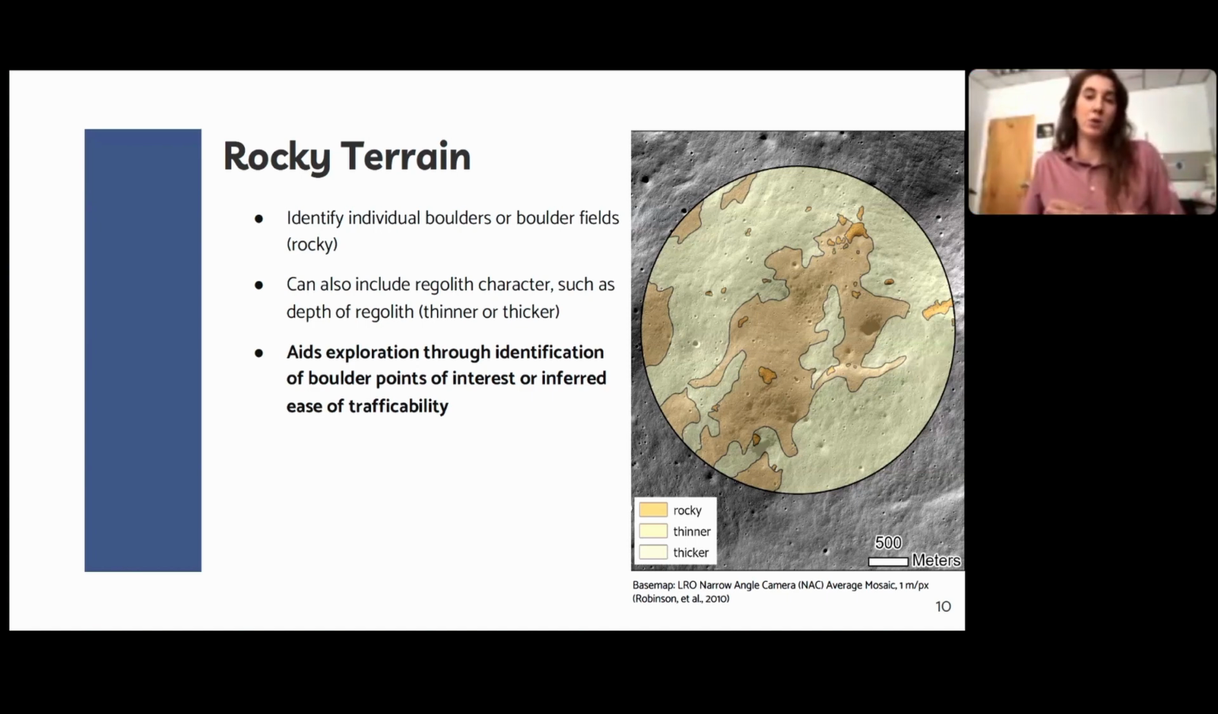And that tells whoever the traverse planning team is, or different stakeholders, how ease of access and trafficability it is over the area based on a geologist's interpretation. So these kinds of layers will not just identify points of interest based on rocky terrain, but also how difficult it might be to traverse. Next slide, please.